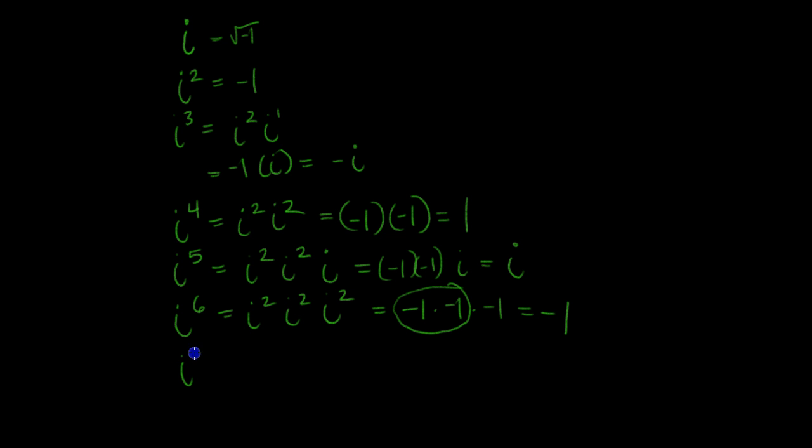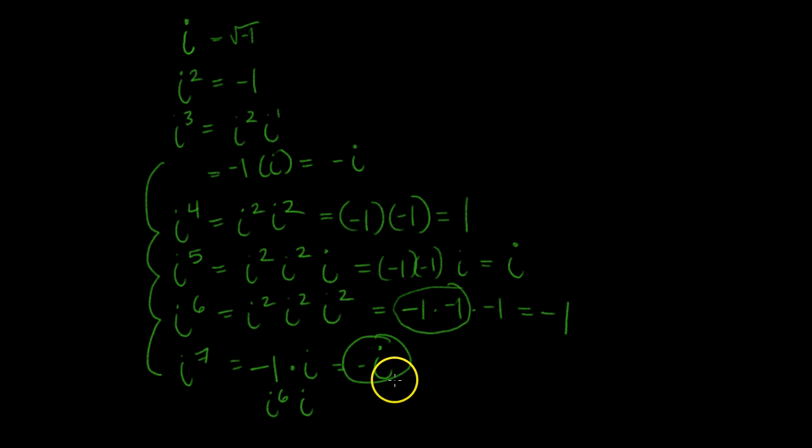So what would i to the seventh be? Well, you could use that idea of negative 1 for i to the sixth times another i. So you have negative 1 times i, so it's just negative i. So it takes 4 basically revolutions to get back to the start. So 1, 2, 3, 4. So that's the pattern.